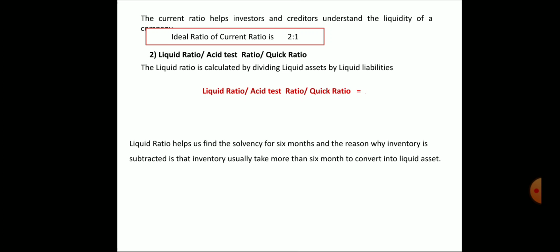Next, liquid ratio. Liquid ratio is also called quick ratio and acid test ratio. The liquid ratio is calculated by dividing liquid assets by liquid liabilities. Formula of liquid ratio is equal to liquid assets divided by liquid liabilities. Liquid ratio helps us find the solvency of 6 months, and the reason why inventory is subtracted is that inventory usually takes more than 6 months to convert into cash.